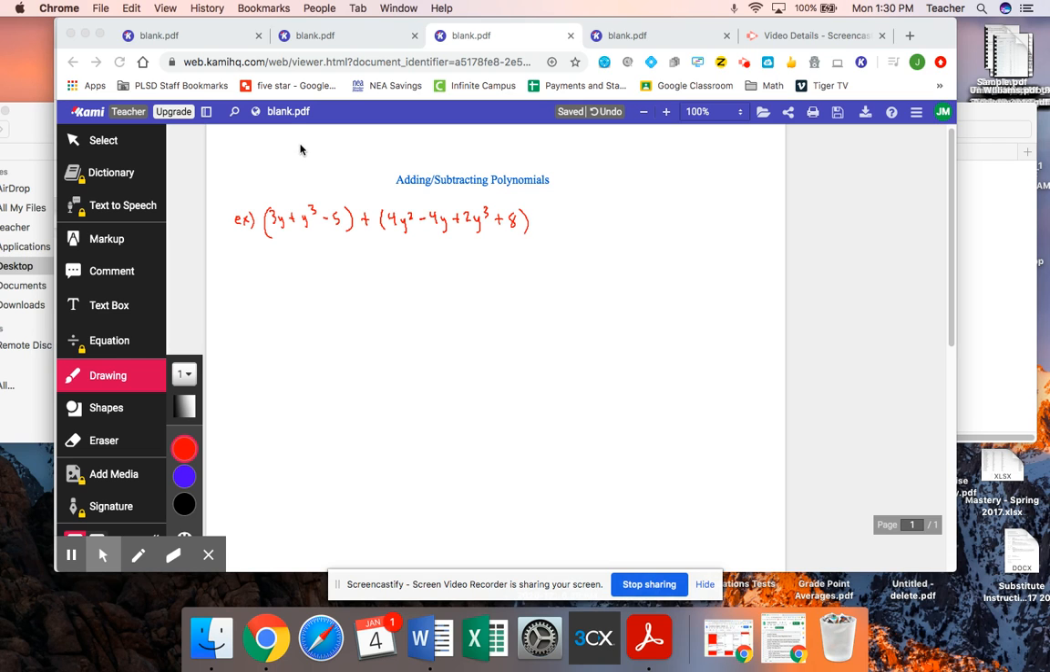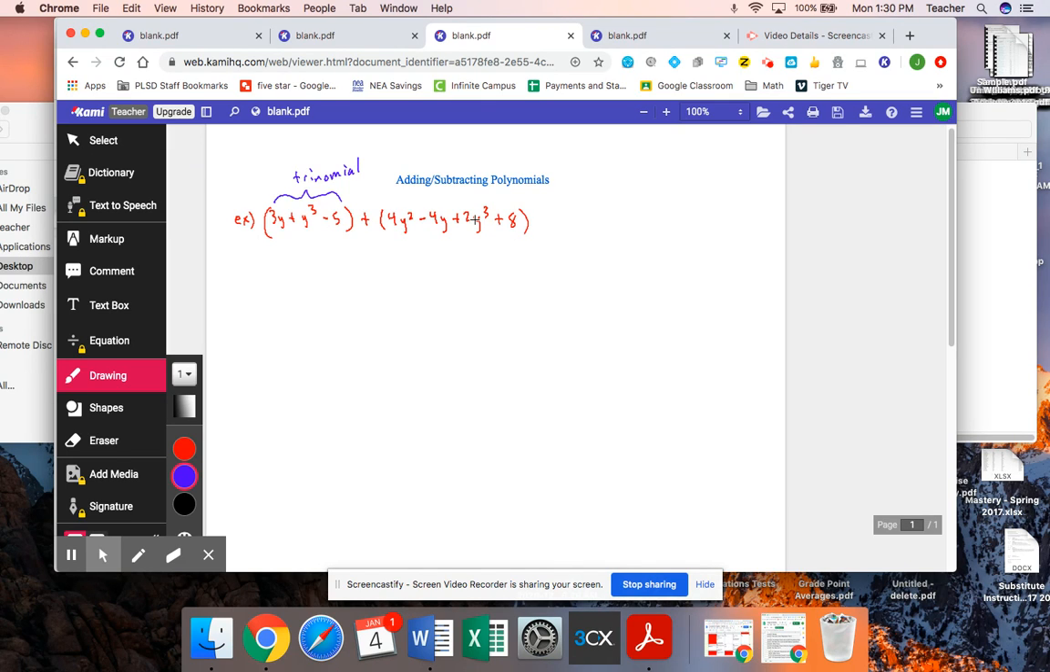All right, we're going to talk about adding and subtracting polynomials. If you remember, polynomials were just things that were multiple terms or even one term, but expressions essentially. So this first polynomial has three terms in it. So this first one is a trinomial, if you remember that.